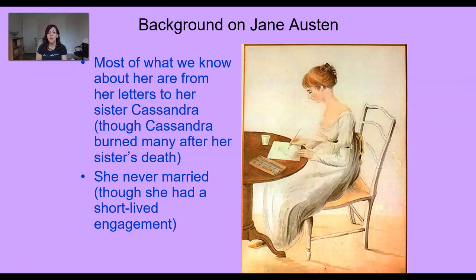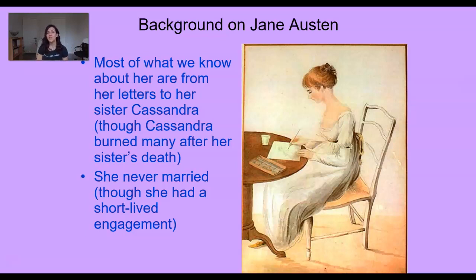sister Cassandra. Unfortunately, after Jane Austen died, and she died very young, she died at the age of 42 years old. That's very young. And no one really knows what exactly she died of, but the speculation is some type of cancer. Cassandra, her sister, decided to burn a bunch of her letters after her death. Why did she do that?